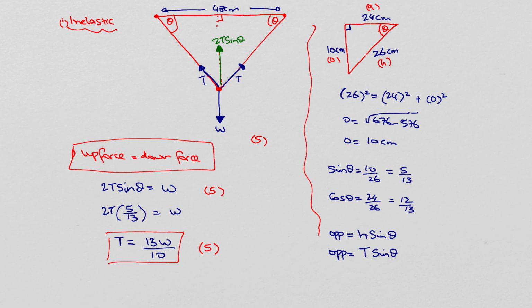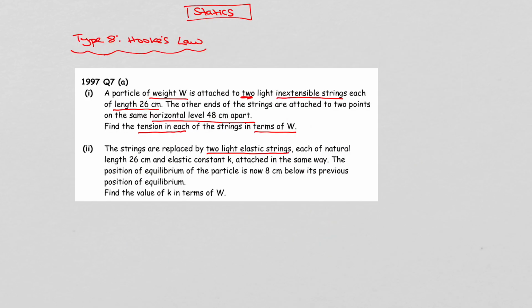Okay, so the second part of the question then really is where we're looking at this Hooke's law, so something different. So we have our two light elastic strings. So the elastic implies Hooke's law.